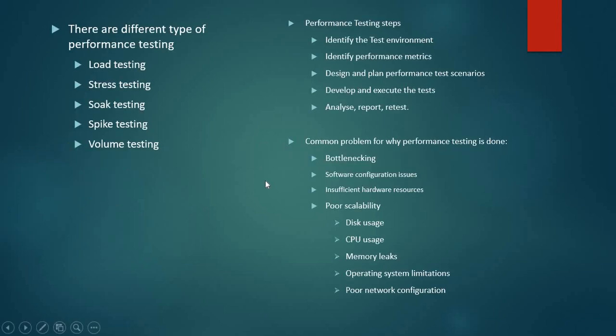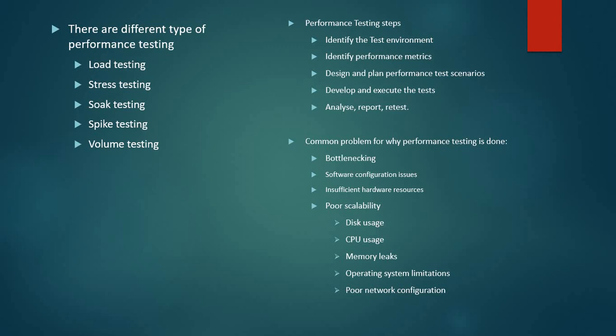So when we're talking about performance testing, there are different types of performance testing involved. One is load testing, stress testing, soak testing, spike and volume testing. We may not do all types of testing on one application. It is based on the usability of the application and the user base of the application. That is how we decide what kind of performance testing is required for that particular application.